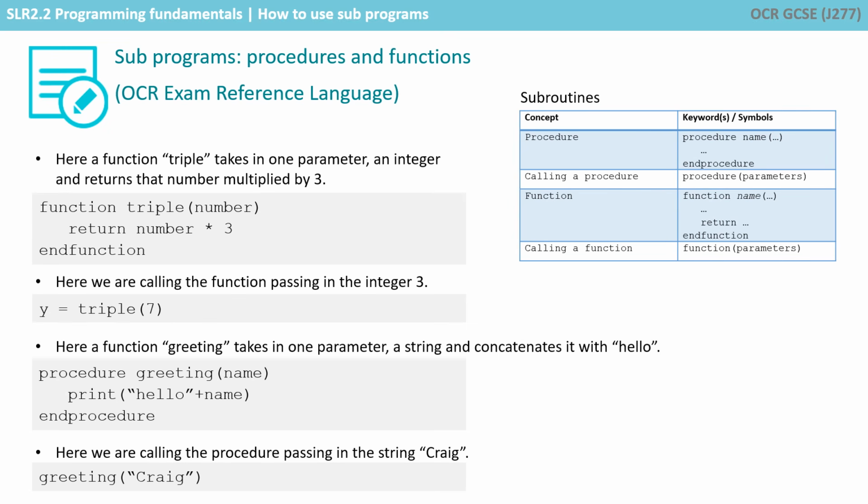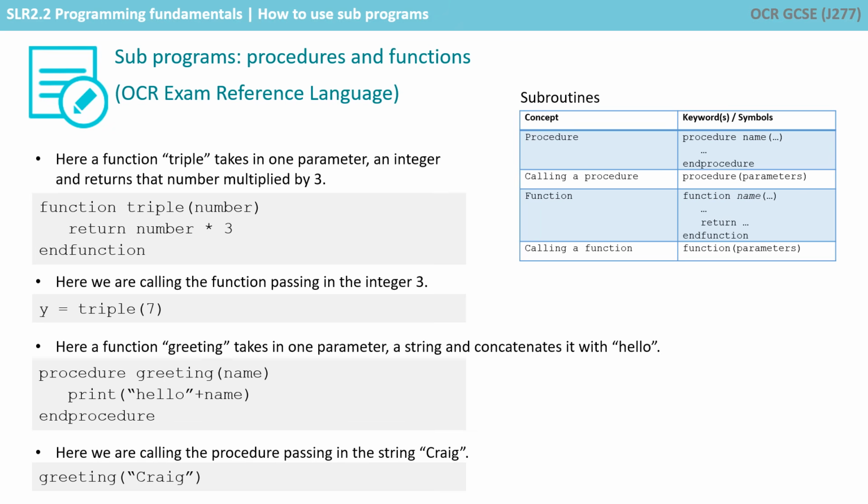So regardless of the language that you've been learning at GCSE, all procedures and functions will be shown to you in exam paper questions using the OCR exam reference language. And you can see here it is slightly different from the syntax that you might be familiar with in Python, but again, don't worry, because in an exam paper, when you're asked to write an answer, you can provide the answer in the OCR exam reference language or the language that you've been using. But it's useful to see the syntax that you will be presented with.